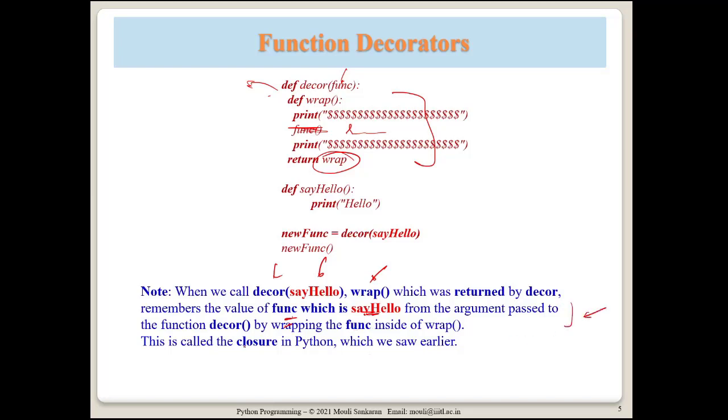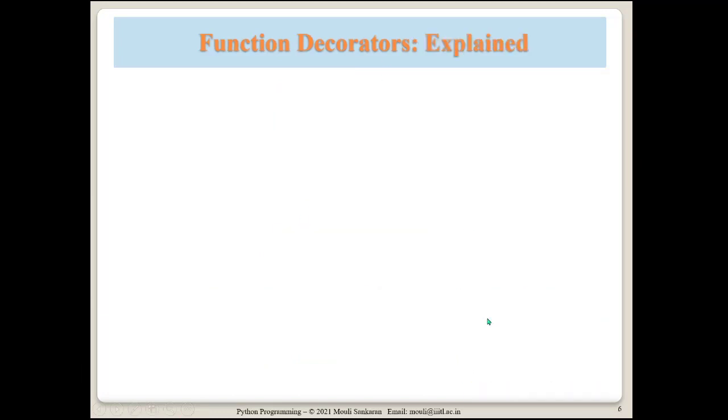So this is called a closure. We have seen the closure parameter property also in Python. So it is equivalent to the closure. We are remembering the function getting, that is what is called the closure property of the function language. So this is the function decorator. That's all. Nothing else.